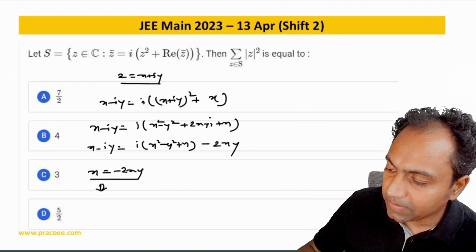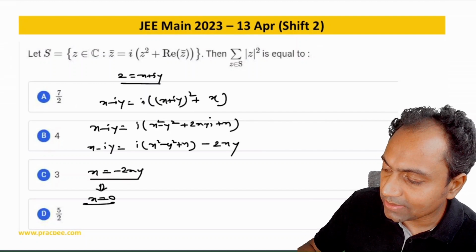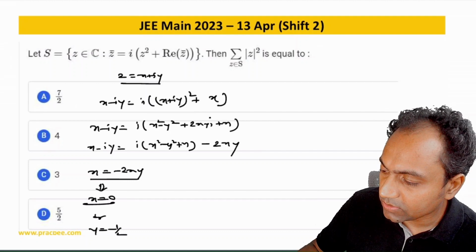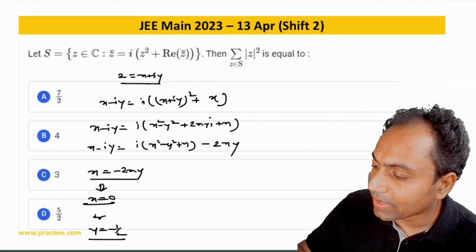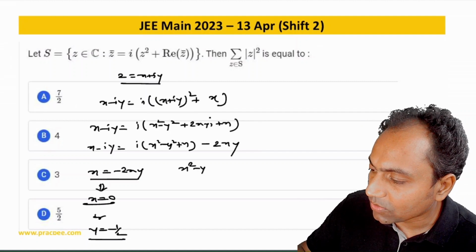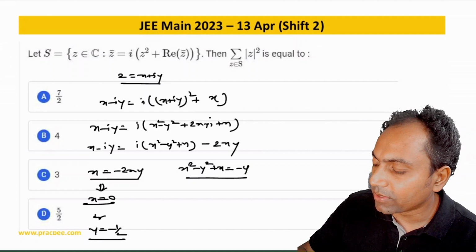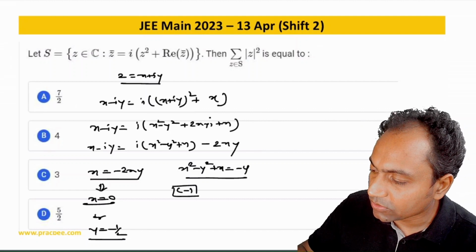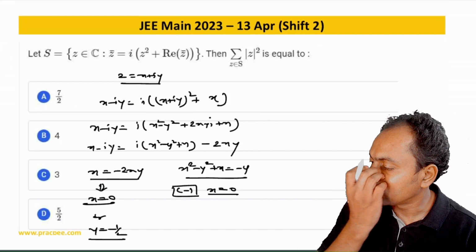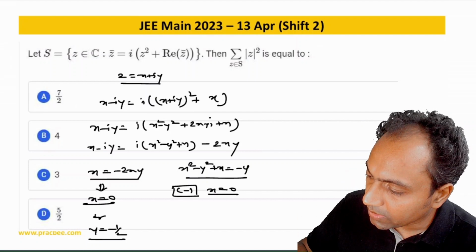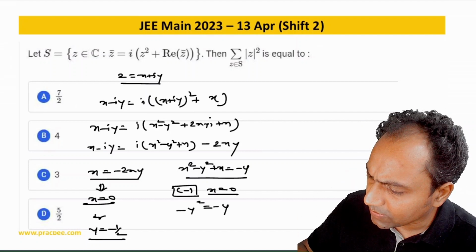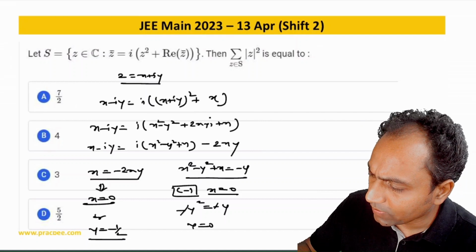From here, if I simplify, I am getting two values: x is equal to 0 or y is equal to -1/2. If I look into another equation, it is x square minus y square plus x equal to -y. Now, corresponding to the first case, that is x equal to 0, let us see what values we can get. If I put x equal to 0 into this, what I get is minus y square equal to -y. Minus I can cancel out. So there are two values, y equal to 0 and y equal to 1.